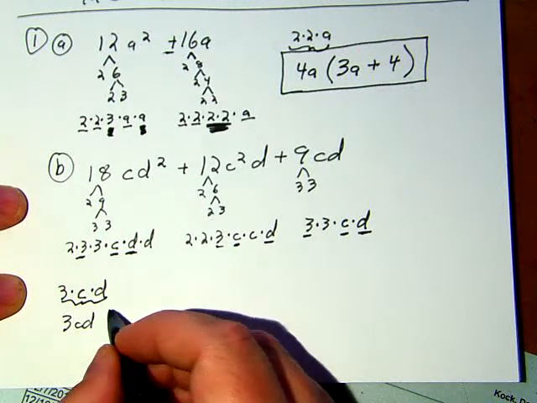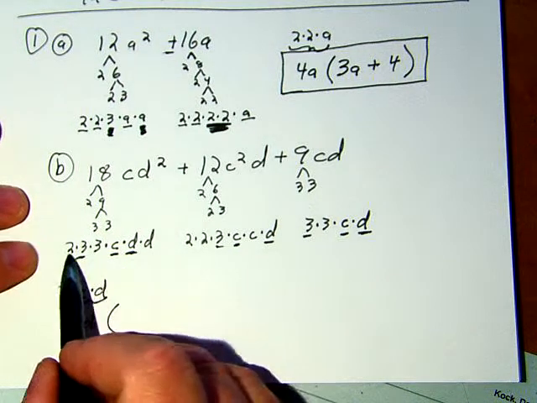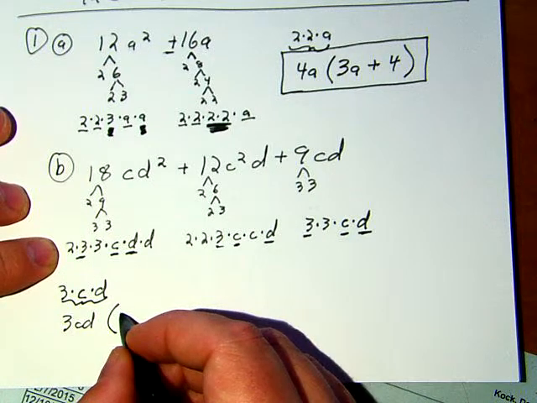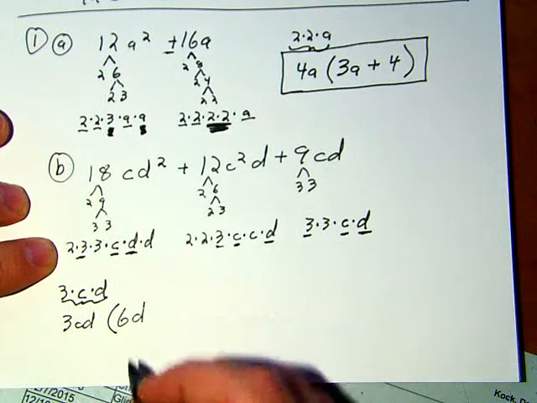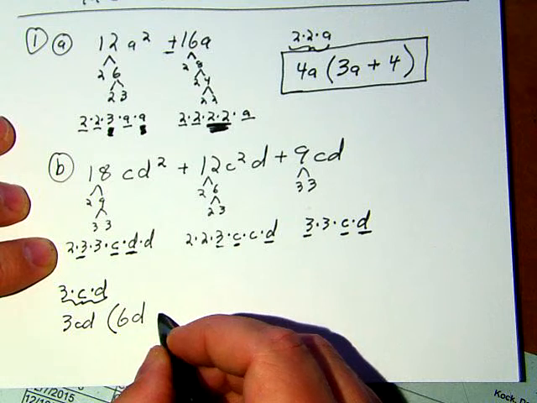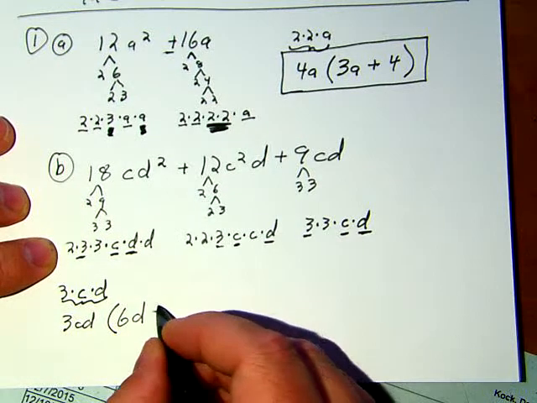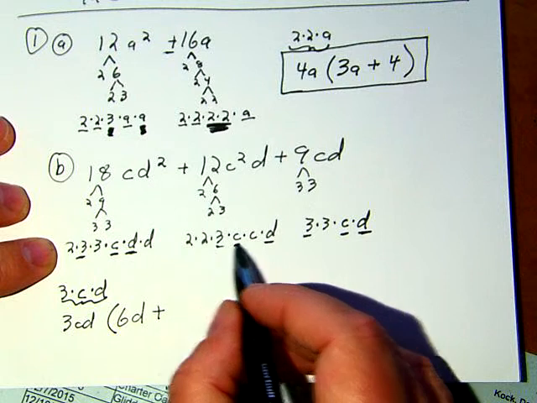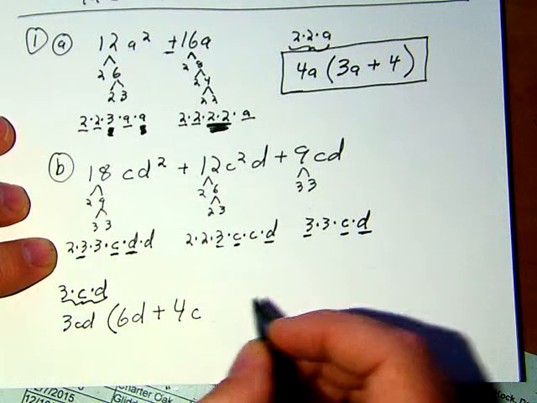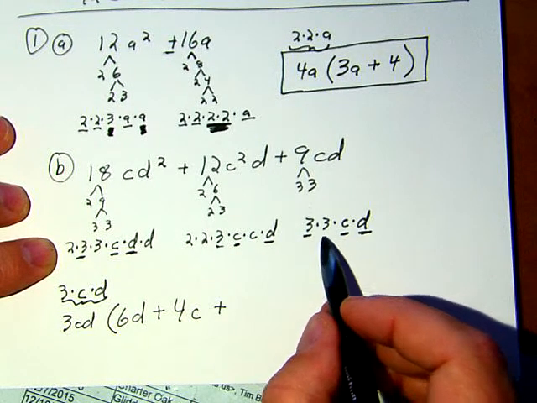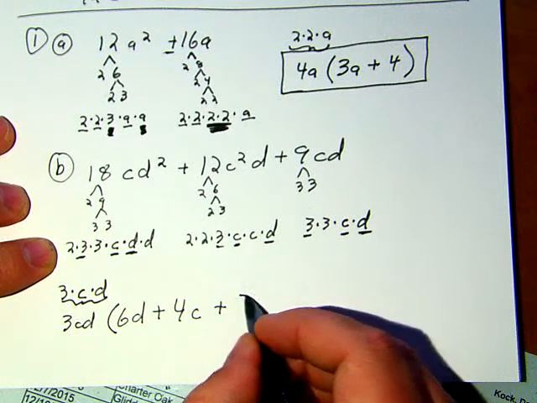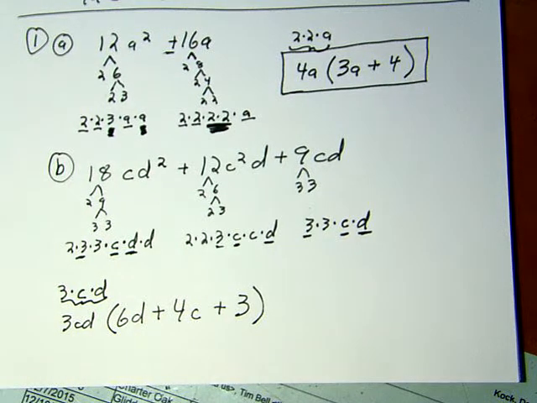Okay? And then what's left over is, in this first term, 2 times 3 is 6, and D. And then we have a plus sign between them, so we put the plus sign. What's left over? 2 times 2 is 4, and a C, so 4C. And another plus sign between the two. So now what's left over here is just a 3. And we have now factored this polynomial, and it is in its completely factored form now.